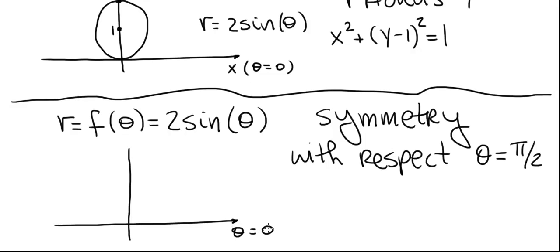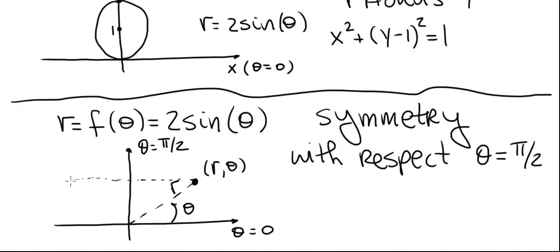So this is theta equals 0, and this is theta equals pi over 2. Suppose we have a point right here on the polar graph. Its coordinates are (r, theta). So here's angle theta, and this length here is r. If the graph is symmetric with respect to the y-axis, or the line theta equals pi over 2, then we should also have a point on the other side of this line. And let's see what the polar coordinates of that point are. This is also angle theta, and the length here is r.